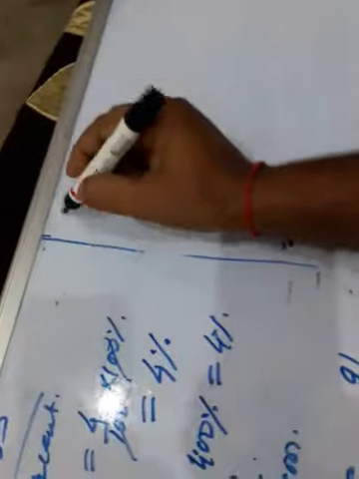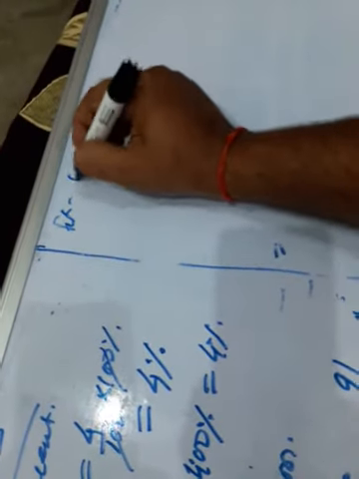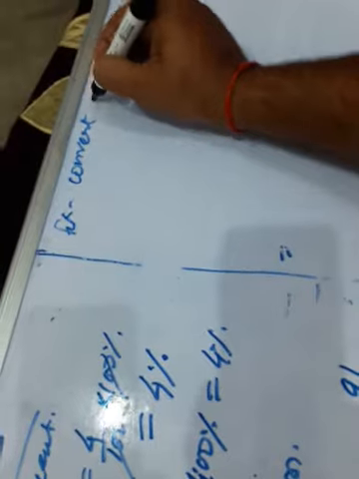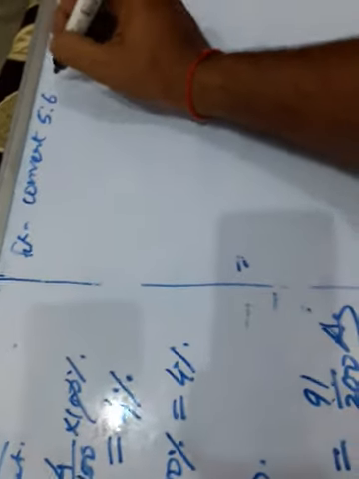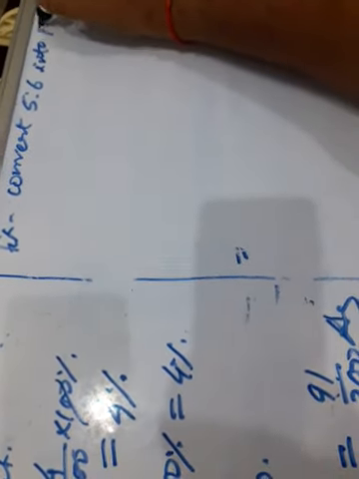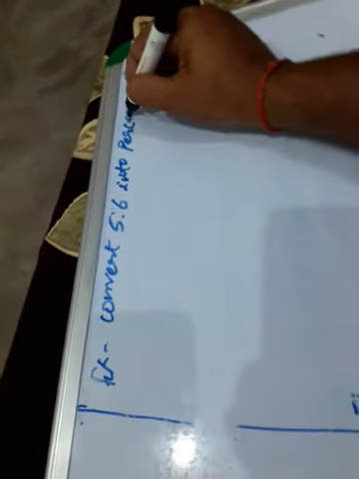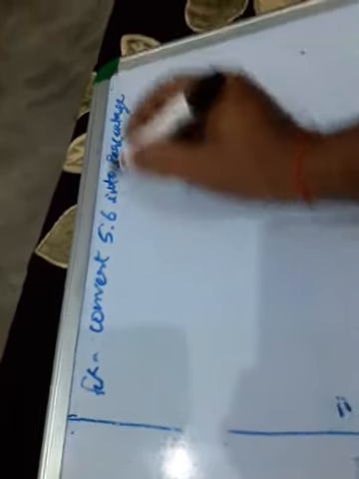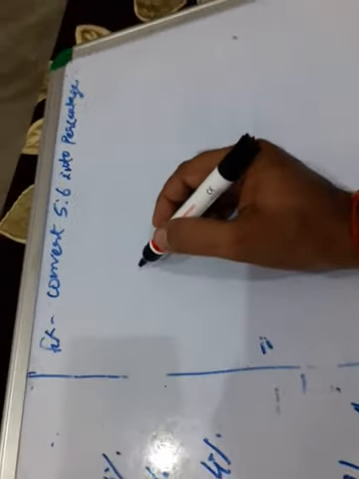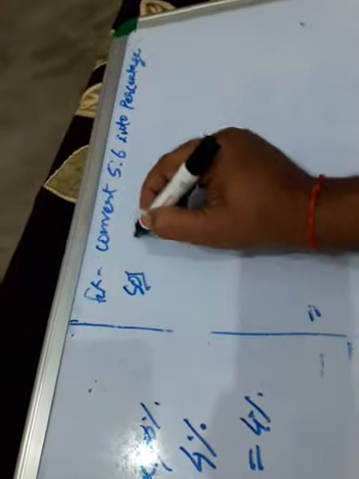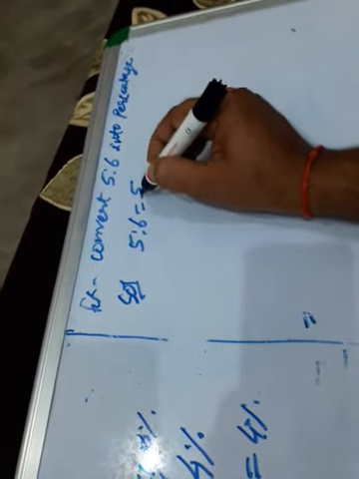Convert 5:6 into percent. Example: convert 5:6 into percentage. How will you convert, children? There is nothing. 5:6 means 5/6 only. Start the solution. 5:6 is equal to 5/6 only.